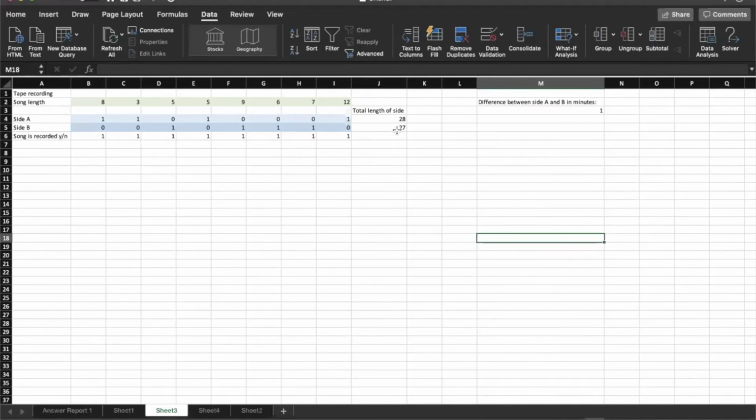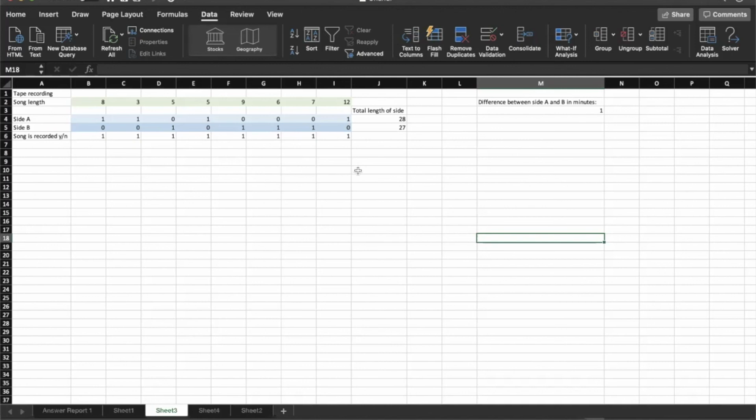So our solution is that on side A we have 28 songs, on side B we have 27 songs, and the difference is 1 minute. 28 minutes and 27 minutes, and the difference is 1 minute. We also can see that on side A we have the 1st, 2nd, 4th, and 8th songs, and on side B we have the third, fifth, sixth and seventh songs. And the songs were recorded once regardless of the side, just because our row 6 is all ones.